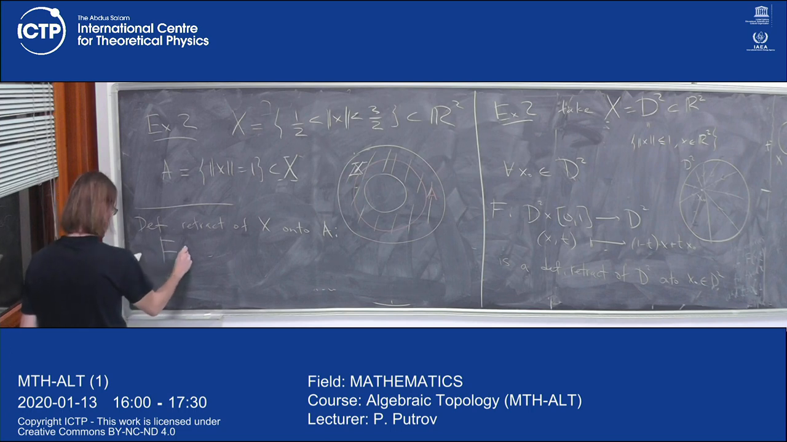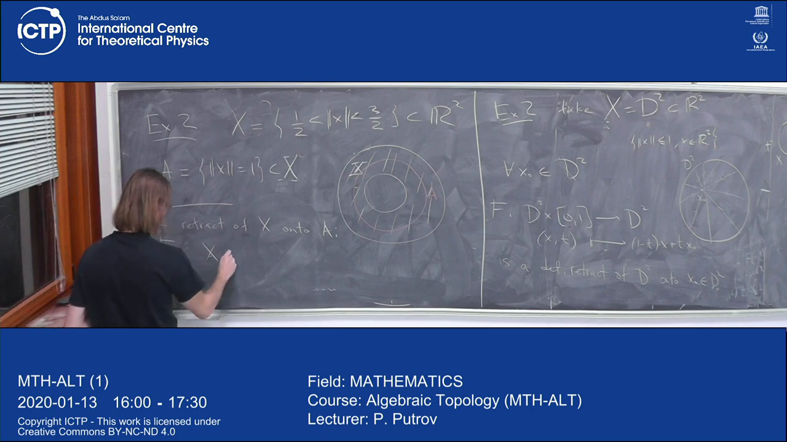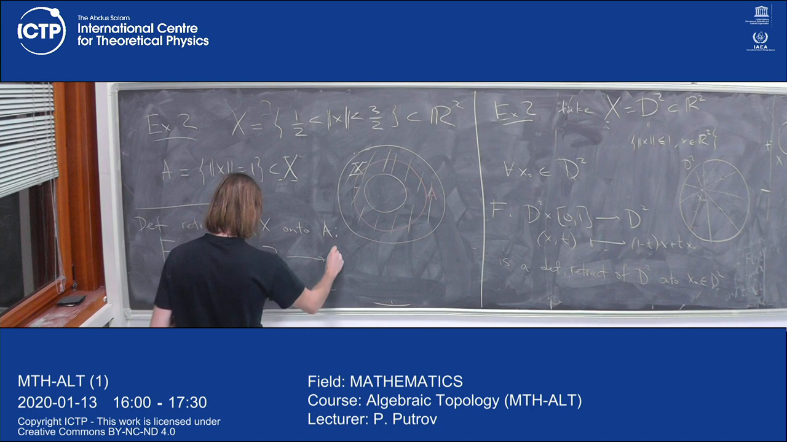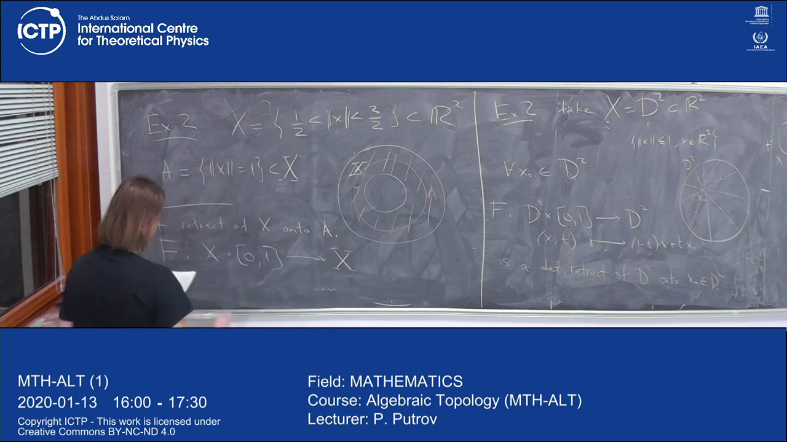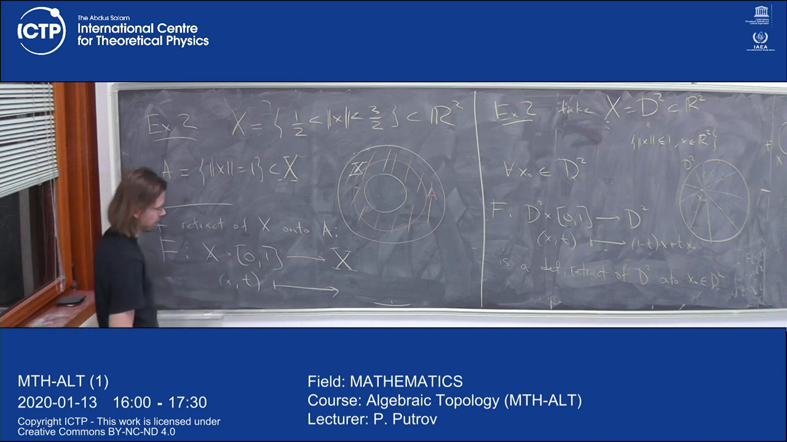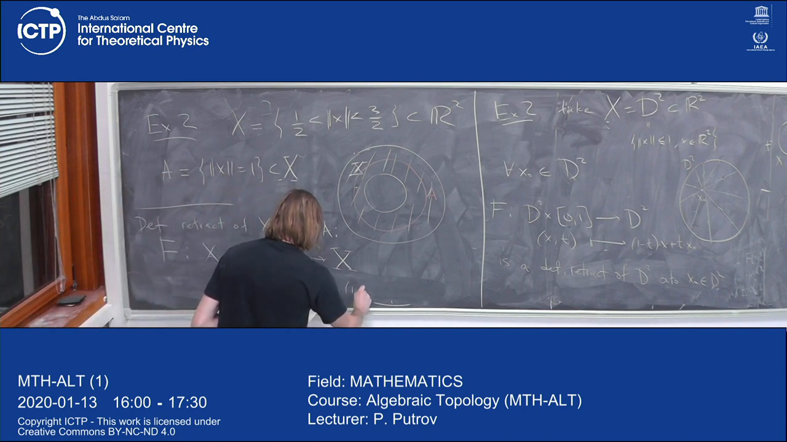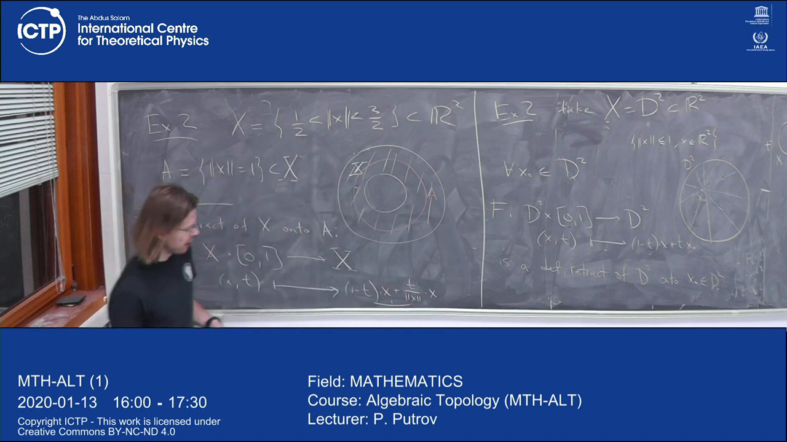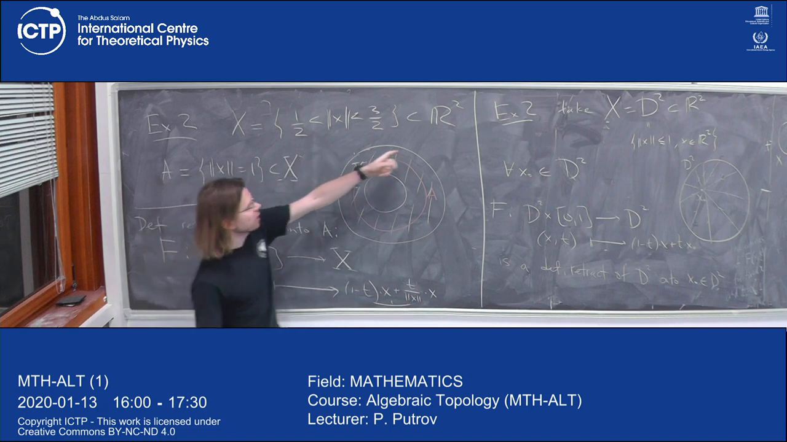Again, by just presenting an explicit formula. This should be a map from X times an interval to X itself. A pair of points here will go into the following point. Again, I treat x here as an element of R2 as a vector space.